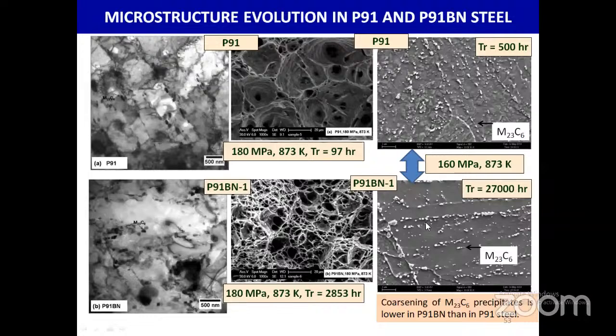So we can fabricate the component with boron added grade 91 steel, which is also enhanced, because on the right hand side, the picture shows the steel without boron, which has seen only 500 hours under similar testing conditions, while the boron added steel has shown 27,000 hours. Comparing the precipitate size, about 180 nanometer, even at 27,000 hours it retains the precipitate stability, which gives better component life.